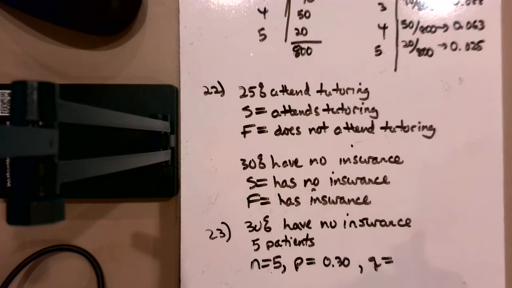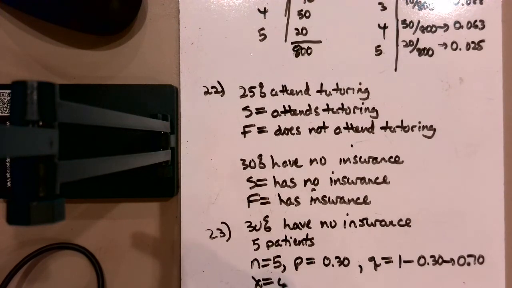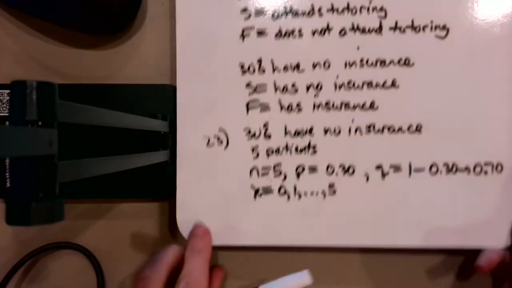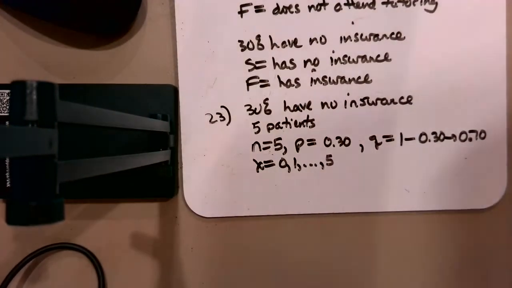Q is the probability of failure, that someone has insurance. So that is 1 minus 0.30, which is 0.7 or 0.70, because P plus Q, success and failure probabilities, have to add up to 1. They're complementary events. And the possible values of X, the possible numbers of successes, is from 0 up to 5. So that's the correct choice. There are other choices which are not correct. Okay, let me try to finish this one before I run out of time.